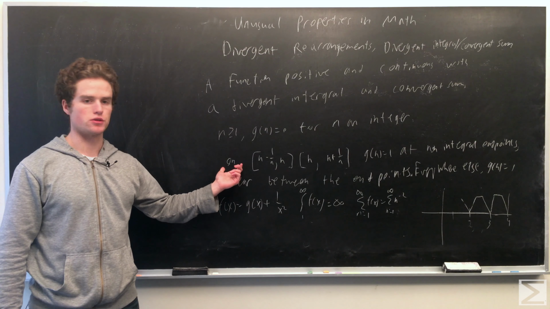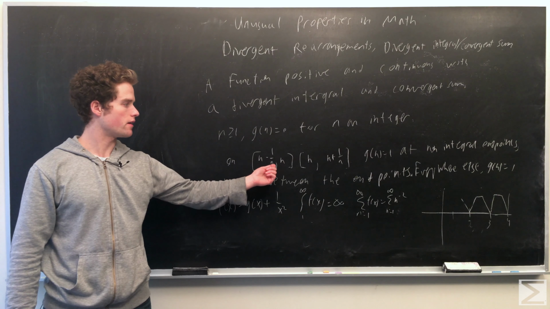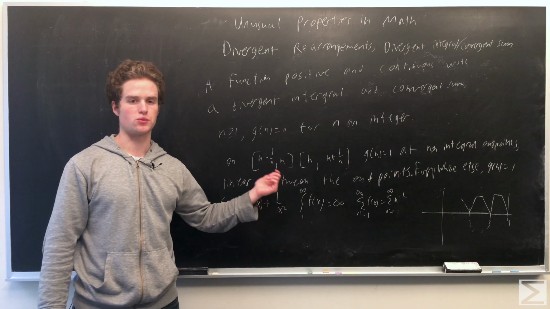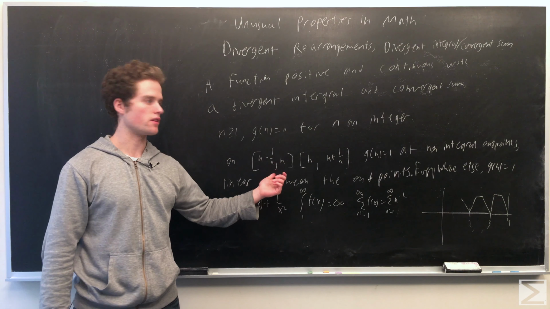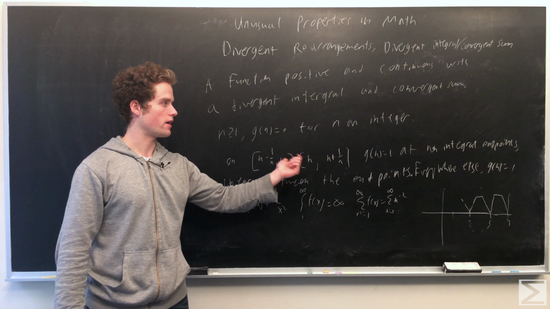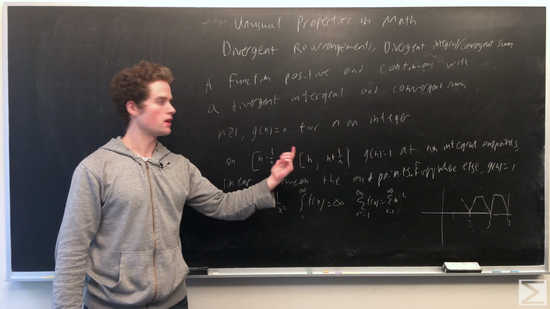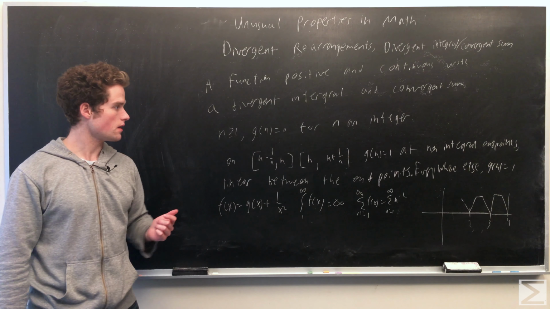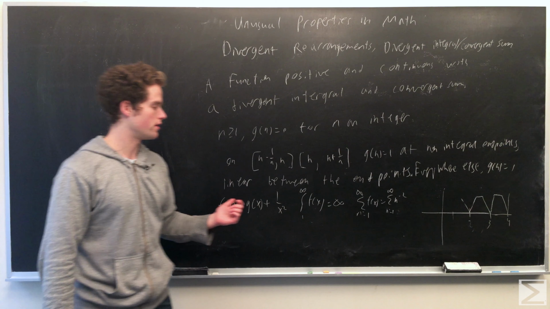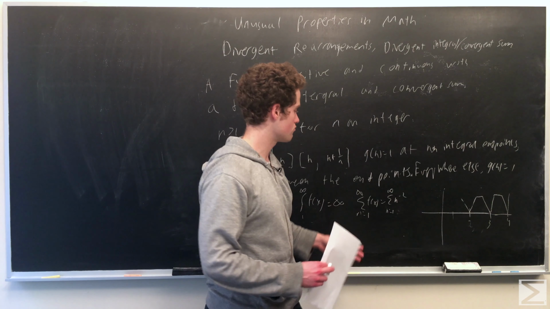And then on the closed intervals, [n minus 1 over n, n] and [n, n plus 1 over n], we're going to say g equals 1 at the non-integral endpoints, so n minus 1 over n and n plus 1 over n. And between them, it's going to be a straight line. So we'll say g is linear between the two endpoints. And then everywhere else where we haven't defined it, we'll say g equals 1.